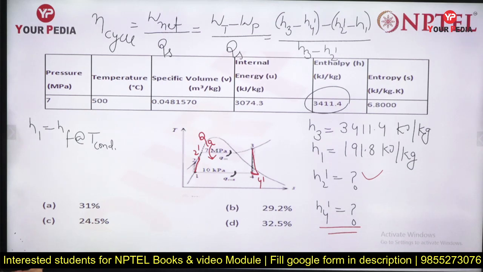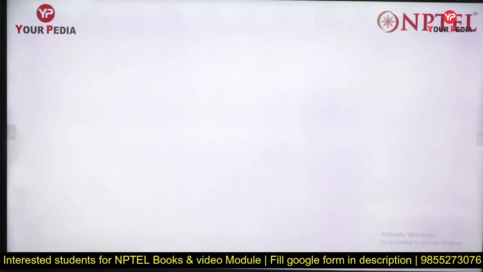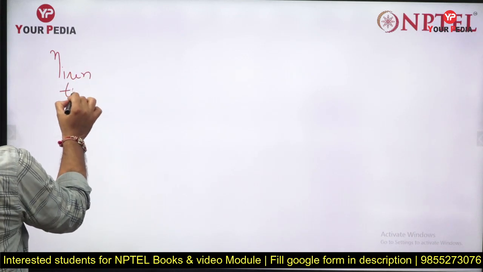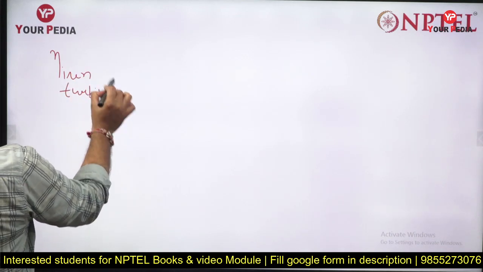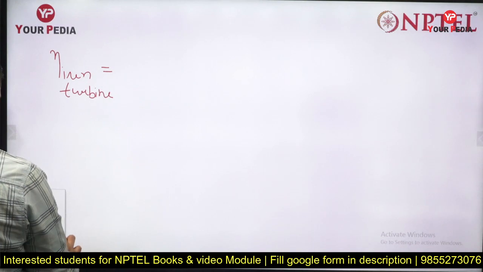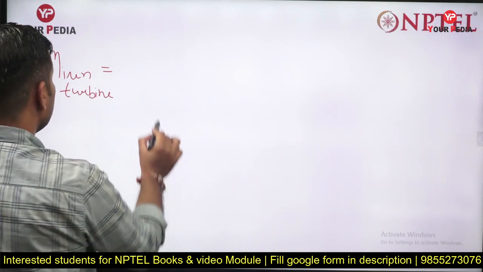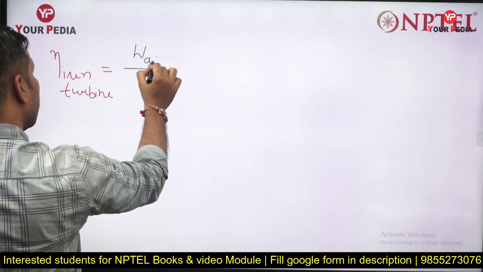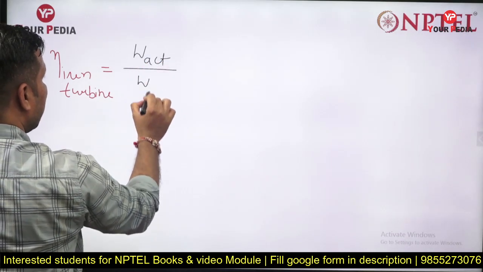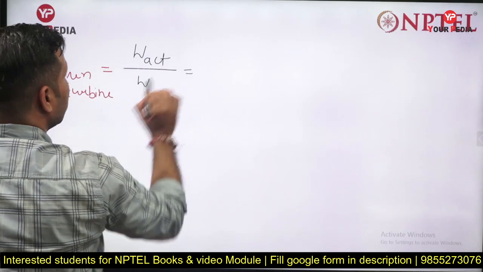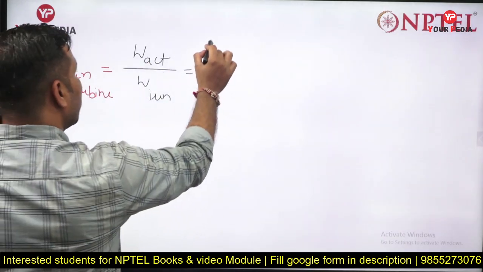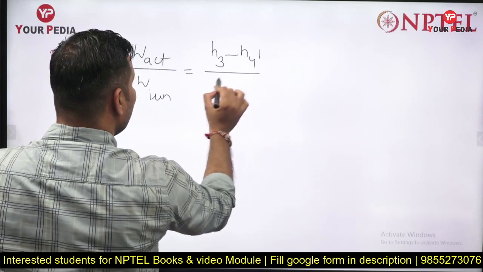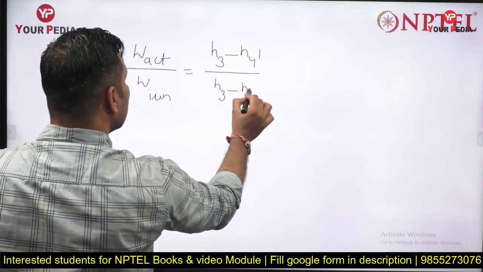So for this also guys, what you can do? You can write here the isentropic efficiency of turbine, which is nothing but what? How can you define the isentropic efficiency of turbine? This is the actual work developed by the turbine divided by the isentropic work developed. The actual work developed will be H3 minus H4 dash. The isentropic work developed will be H3 minus H4.